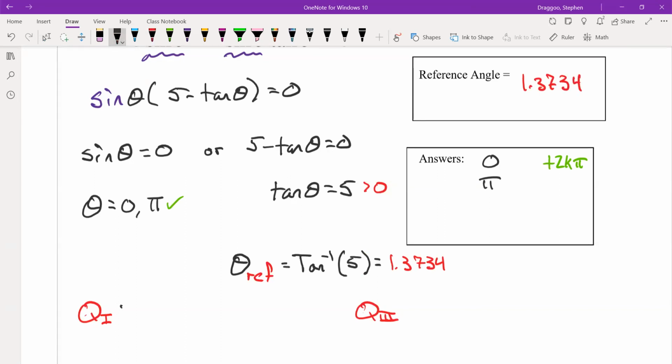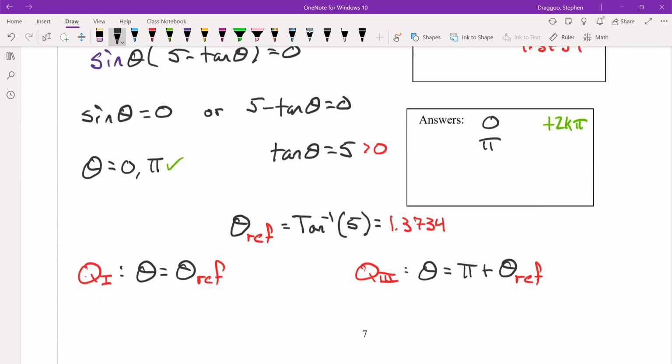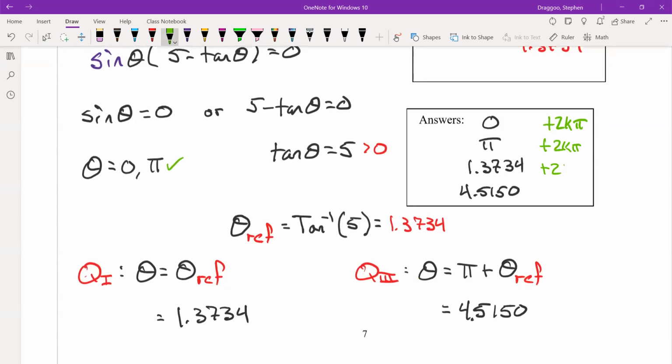0.3734. So then my solutions are theta equals the reference angle, and theta equals pi plus the reference angle. Meaning 1.3734 and pi plus that number, which I got 4.5150. So those two also go in the box. And all of these are plus 2k pi. And there we go.